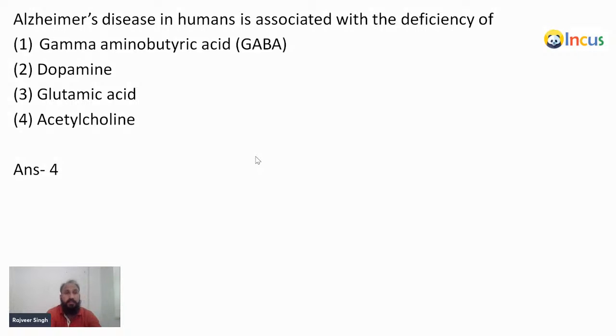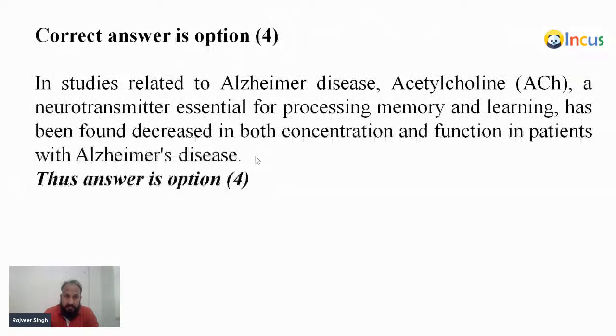This is again a very important and very good question. Alzheimer's disease in humans is associated with the deficiency of what? GABA, meaning gamma aminobutyric acid, dopamine, glutamic acid, or acetylcholine. The answer will be acetylcholine. Why? Because in studies related to Alzheimer's disease, acetylcholine, a neurotransmitter essential for processing memory and learning, has been found decreased in both concentration and function in patients with Alzheimer's disease. So the answer will be fourth.